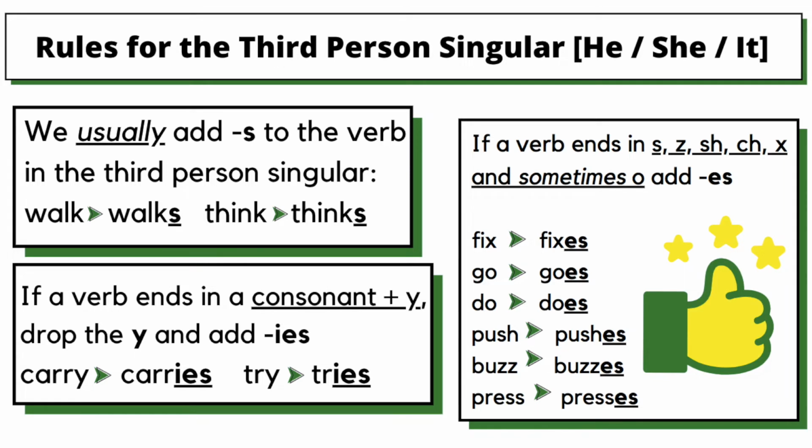However, if a verb ends in s, z, sh, ch, x, and sometimes o, add es. So fix becomes fixes, go becomes goes, do becomes does, push becomes pushes, buzz becomes buzzes, and press becomes presses.